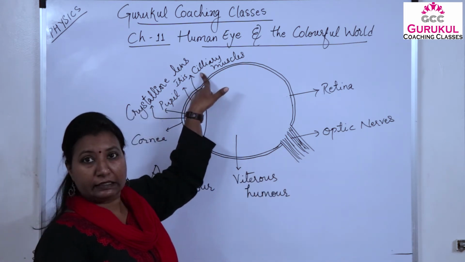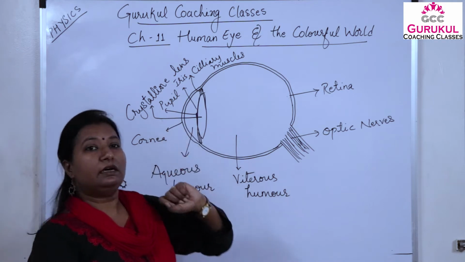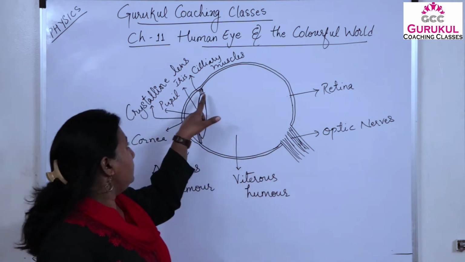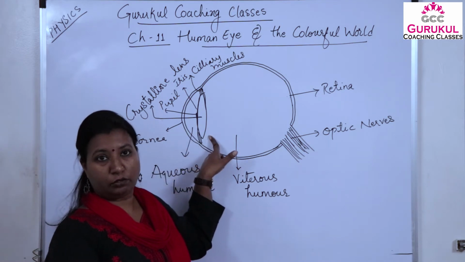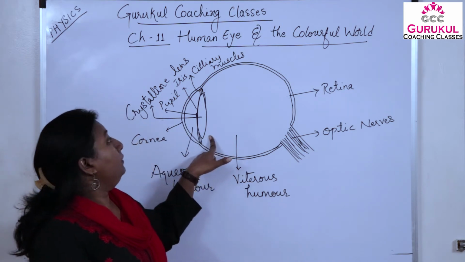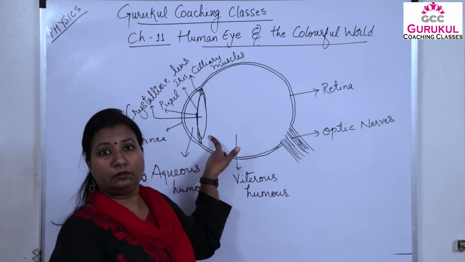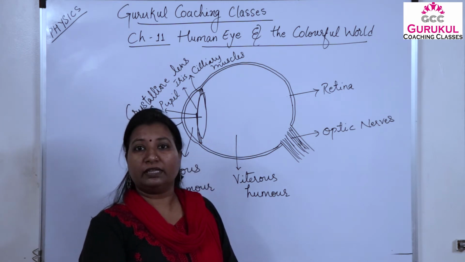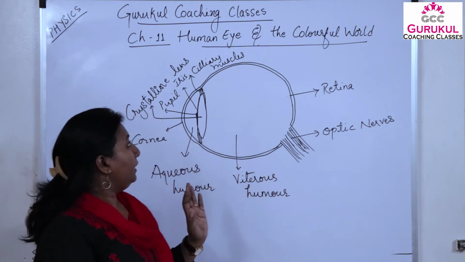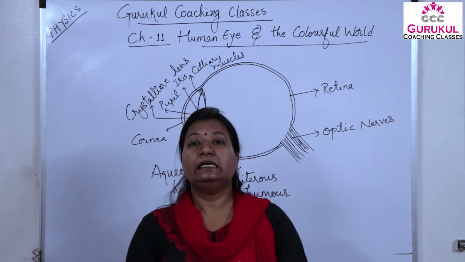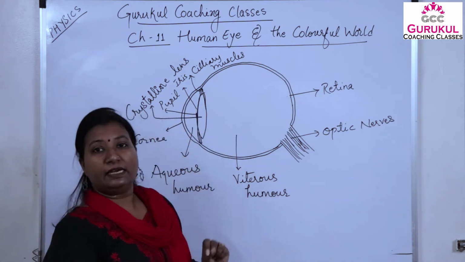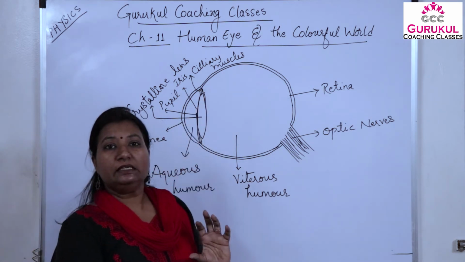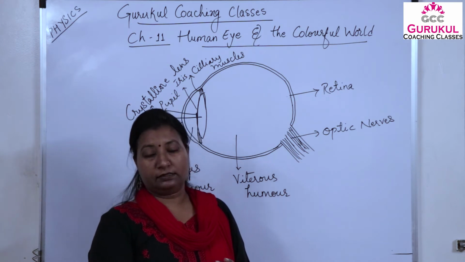Then next is the ciliary muscles. Ciliary muscles are adjusting the focal length of the eye lens. This is the eye lens, which is convex, right? We have already studied the concave and the convex lens and the image formation by the concave and the convex lens. So in our eye we have a convex lens. It is crystalline and fibrous. So ciliary muscles are adjusting the focal length of the eye lens, right?